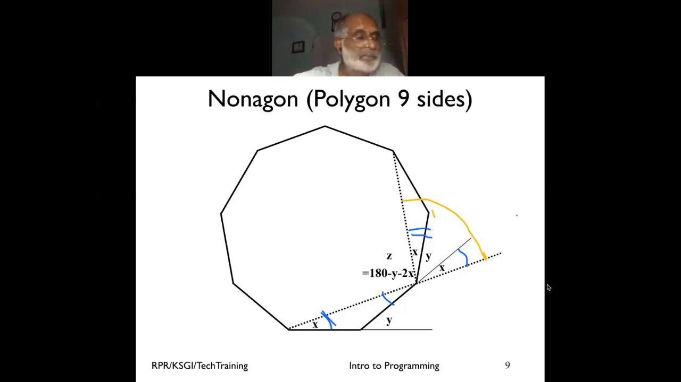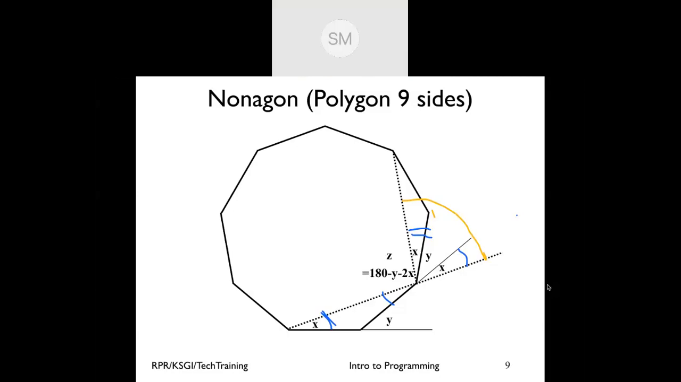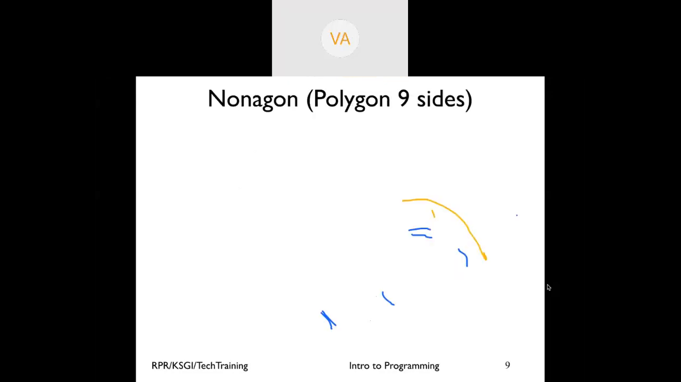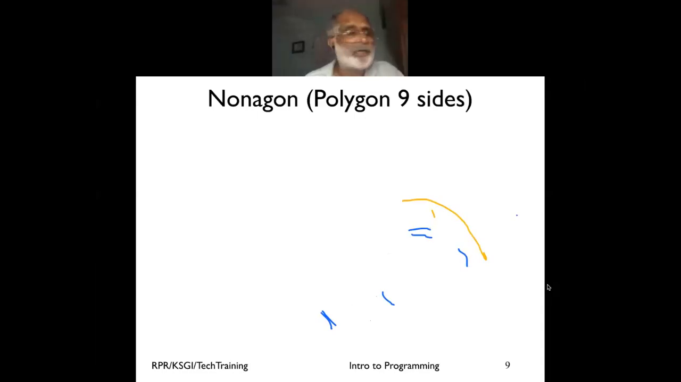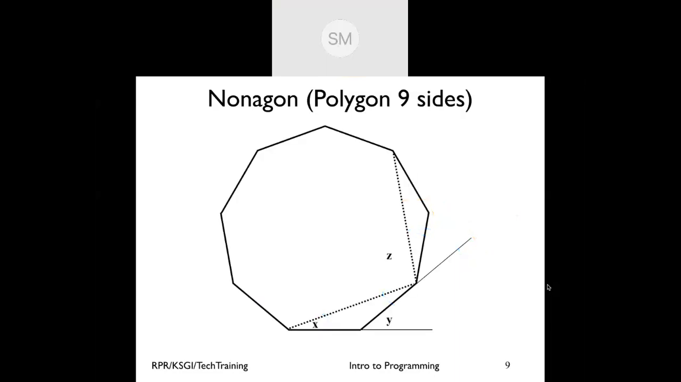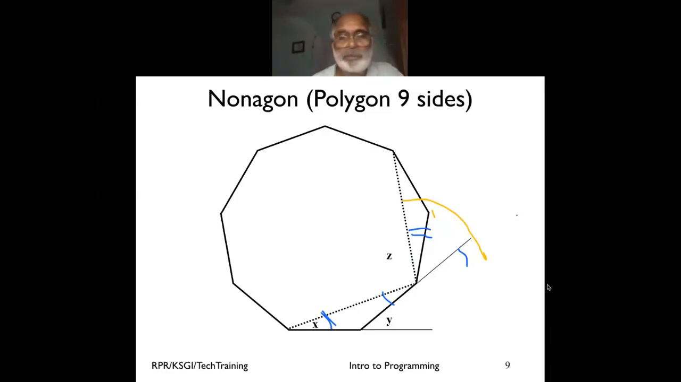Are we okay? So z will be 180 minus y minus 2x, and you can keep repeating. It will be 100 degrees, whatever that is. Whatever n is, I'm giving a generic formula. Are we okay now? So you can draw this.